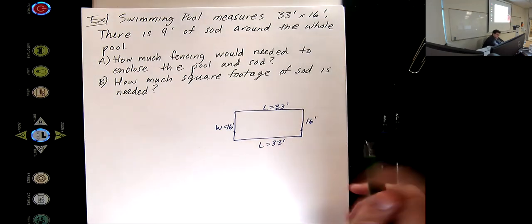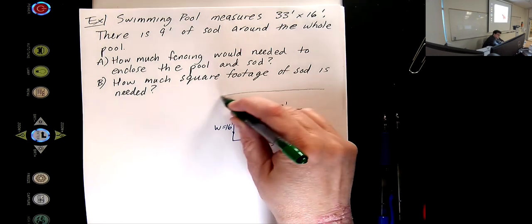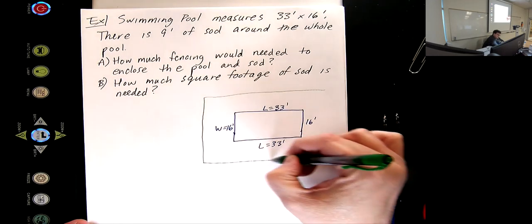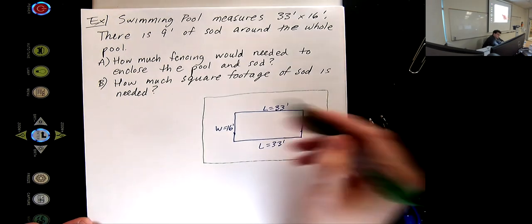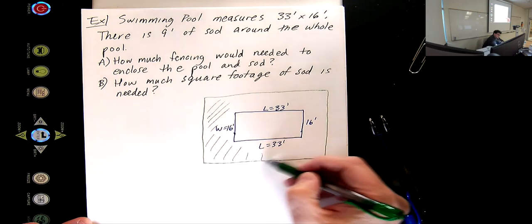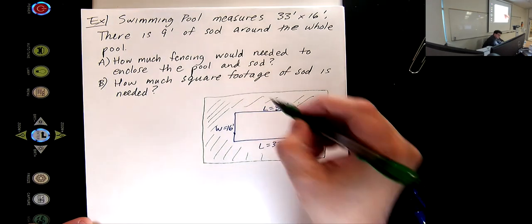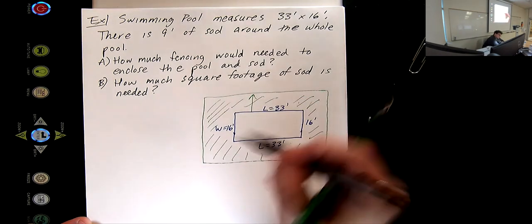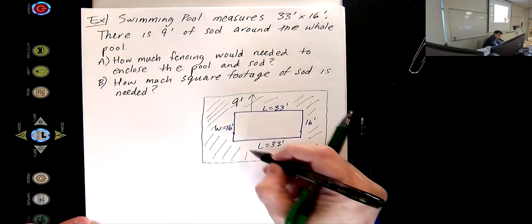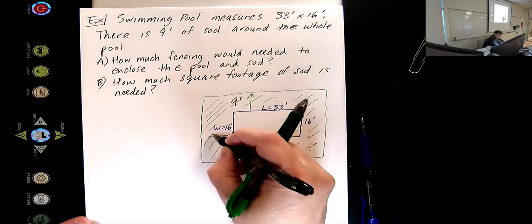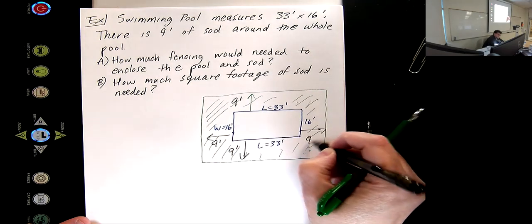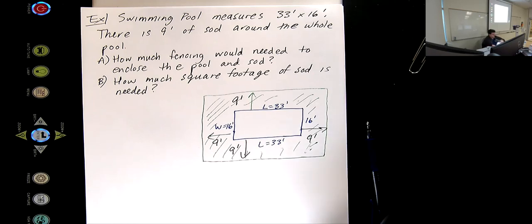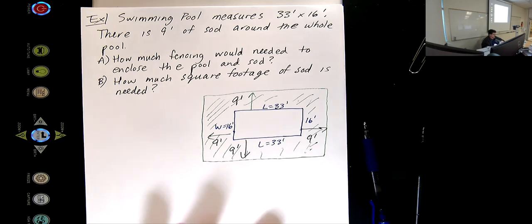And then we've got going around it, sod. So here's my sod. And in any direction, it goes 9 feet. So I drew the picture. And then I labeled what I knew.